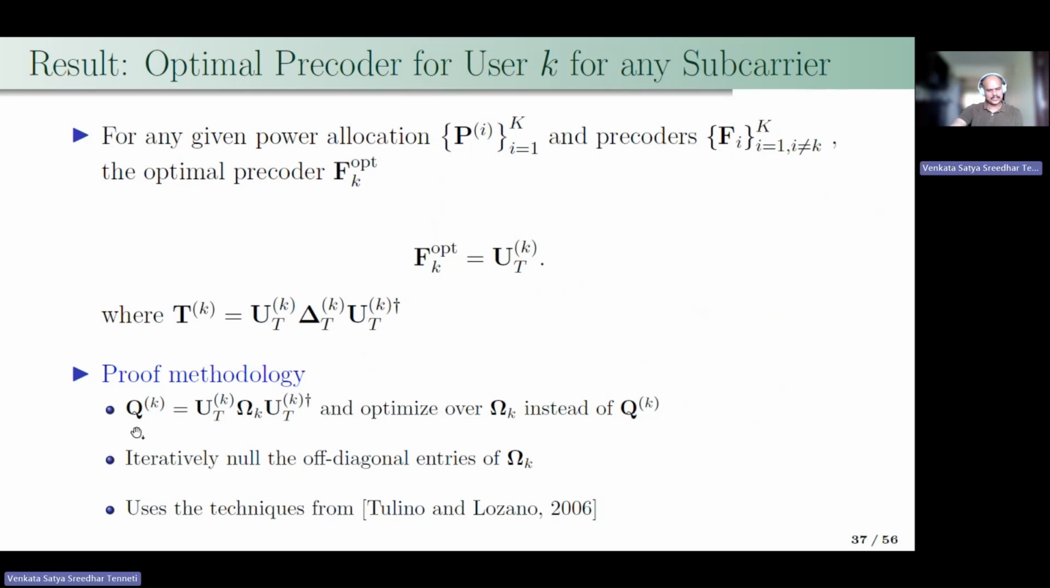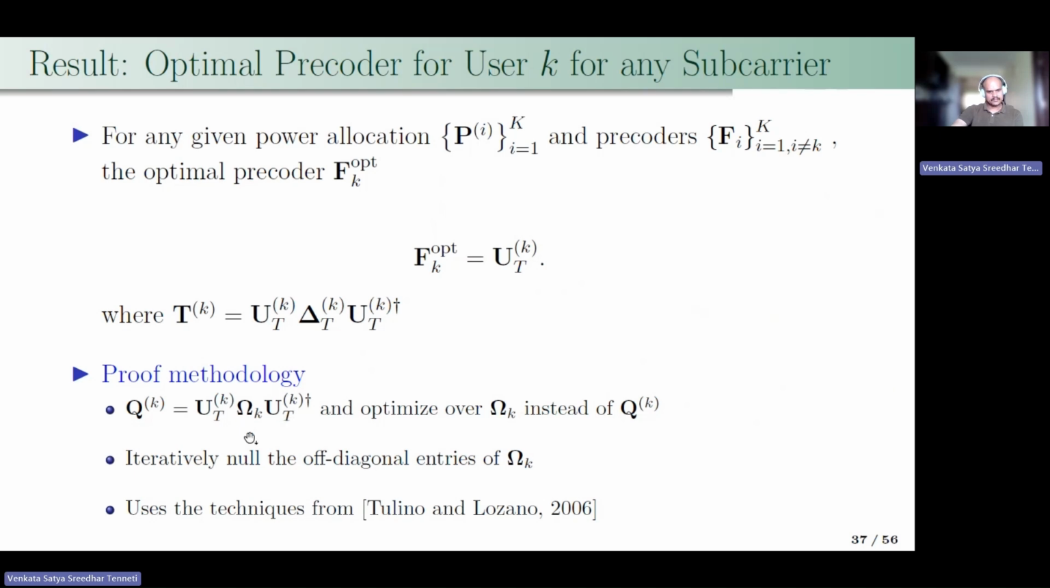We'll expand the signal covariance of user K as a product of three matrices, U_K, Omega_K, and the Hermitian of U_K. Instead of optimizing over the signal covariance Q_K, we'll be optimizing over Omega_K, because U_K is a unitary matrix. Whenever Q_K is PSD, Omega_K is also PSD, and the traces of Q_K and Omega_K are the same. So the constraint set remains the same.